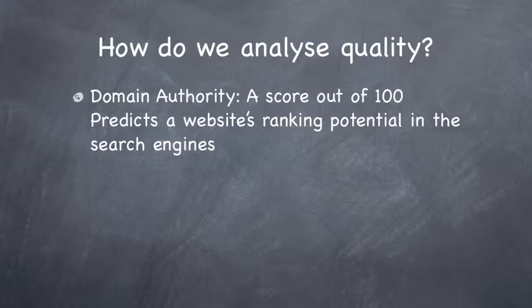Firstly, domain authority. This is a score out of 100 which predicts a website's ranking potential in the search engines. Just to give you an idea of this, the BBC has a score of 99 out of 100, so it's very, very powerful, and that's going to give it a significant advantage over the competition for ranking for search terms that it uses in its pages.